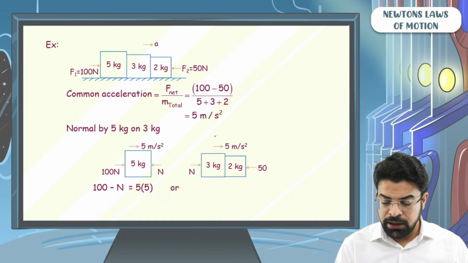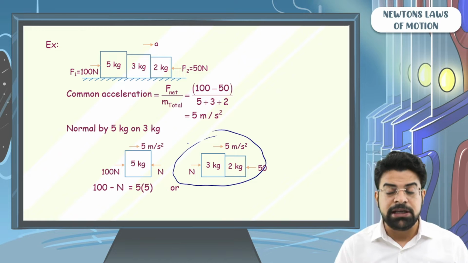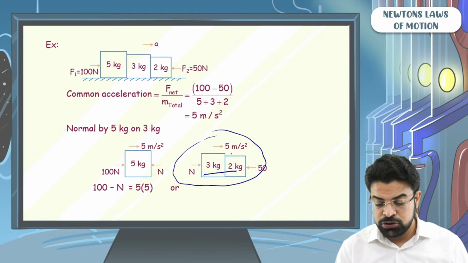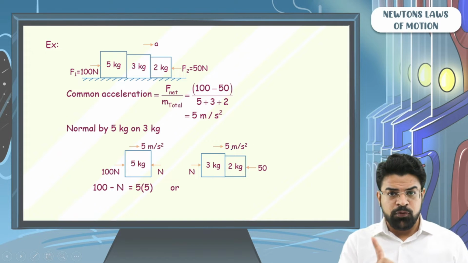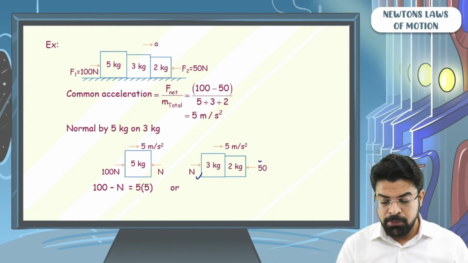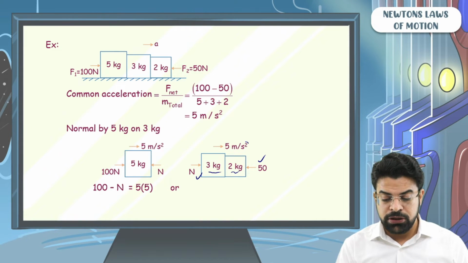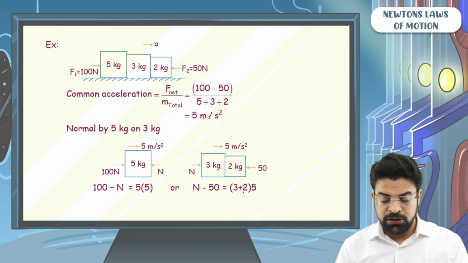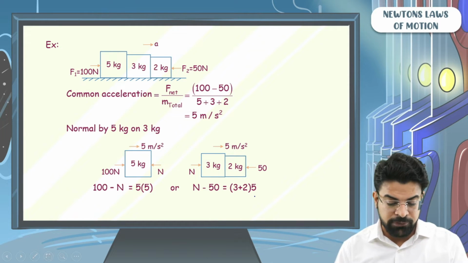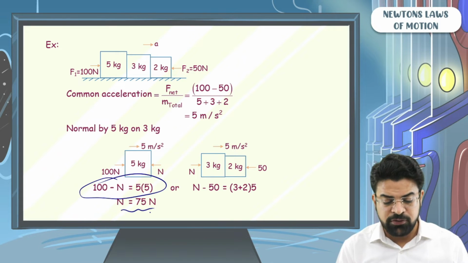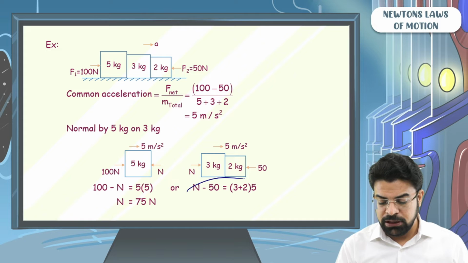Or you can make the equation on the 3 kg 2 kg system. You will say the net force in direction of acceleration equals mass into acceleration. The net force towards right will be N minus 50 equals mass 3 plus 2 into 5. So you get N minus 50 equals 3 plus 2 into 5. That becomes 5 into 5, that is 25. So solving from here, the first case, you will get the normal reaction to be equal to 75 Newton. Or solving from here, the second case, you will get normal reaction equal to 75 Newton.